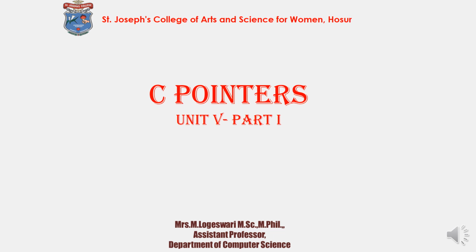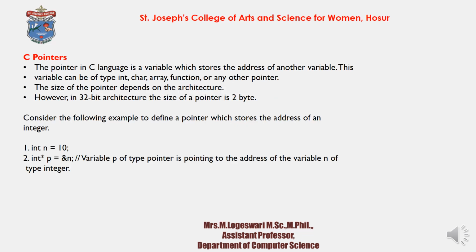Today we'll learn about C pointers. Let me see C pointer. A C pointer is a variable which can store the address of another variable. This variable can be of any type: integer, character, array, function or any other pointer.